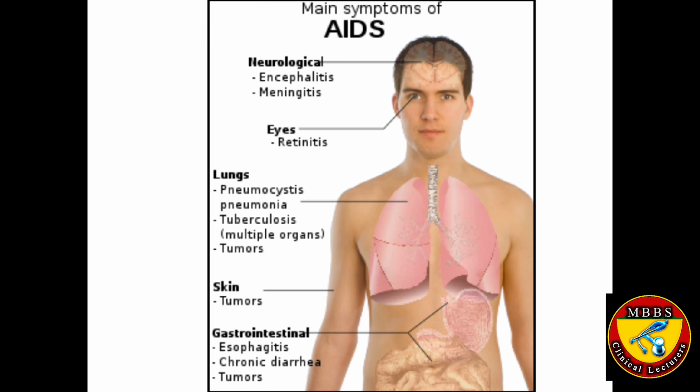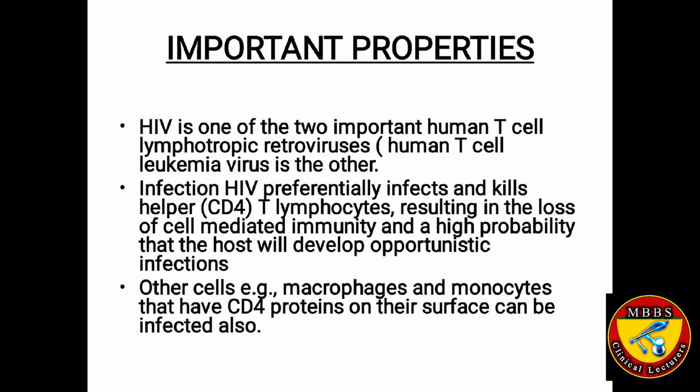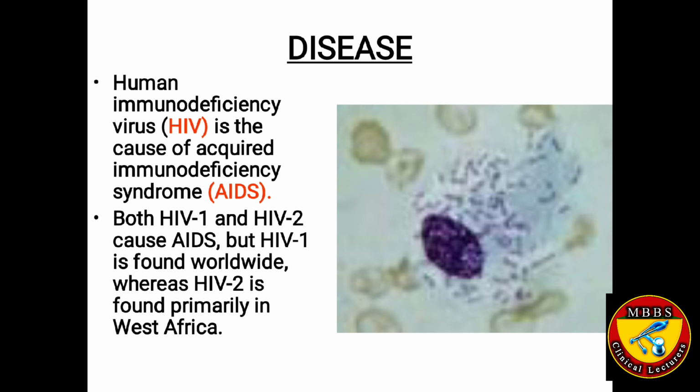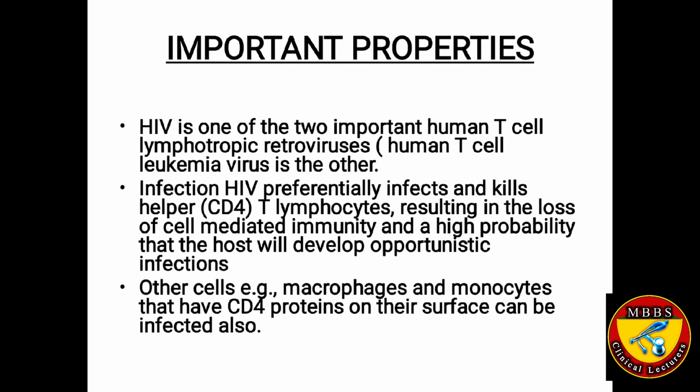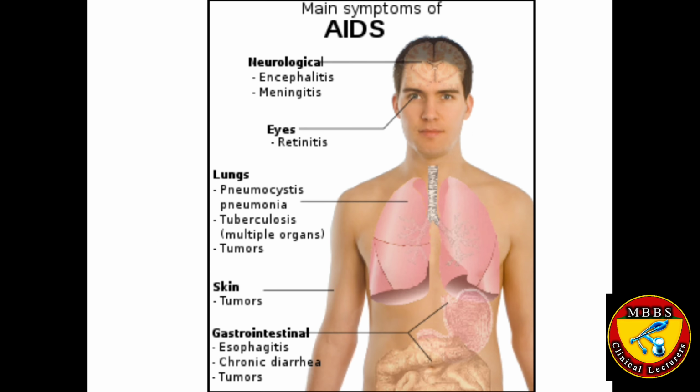Mother to infant transmission is the major cause of pediatric AIDS, and infected mothers can transmit the infection by three modes: in utero by transplacental spread, during delivery through an infected birth canal, and after birth by ingestion of breast milk.